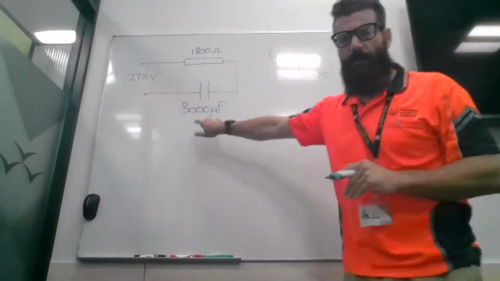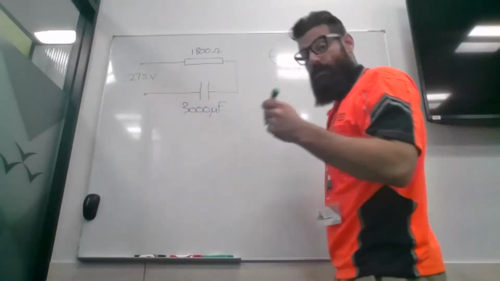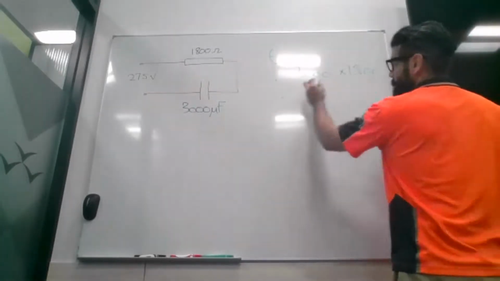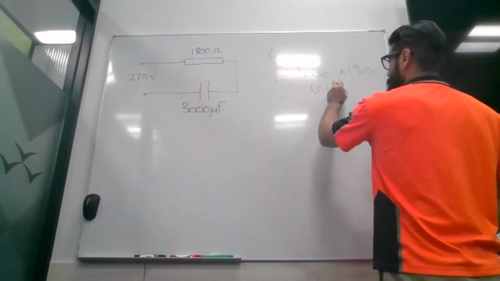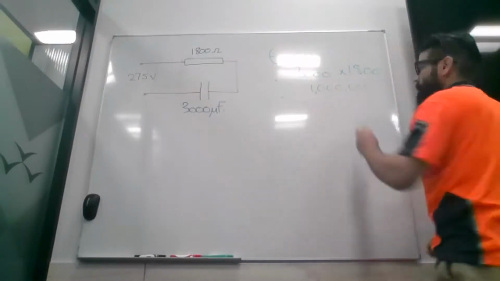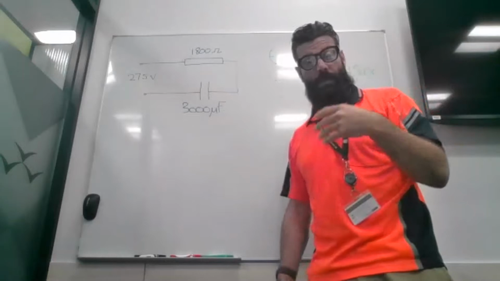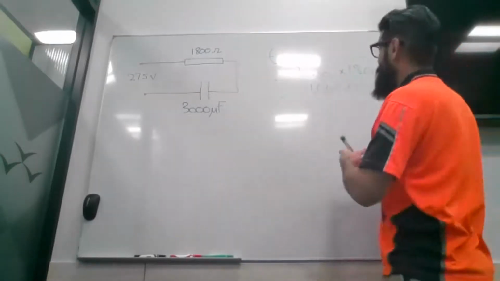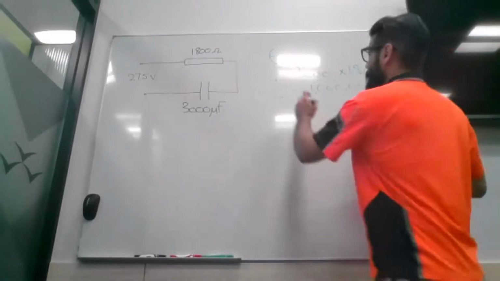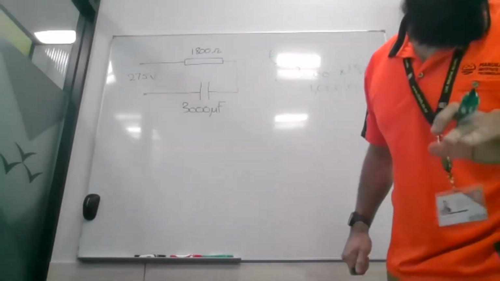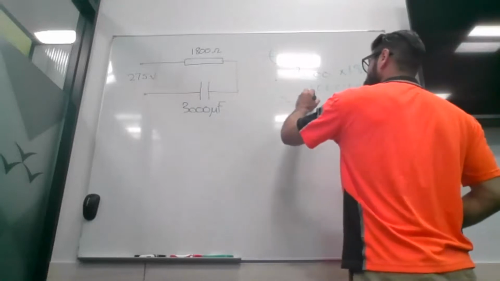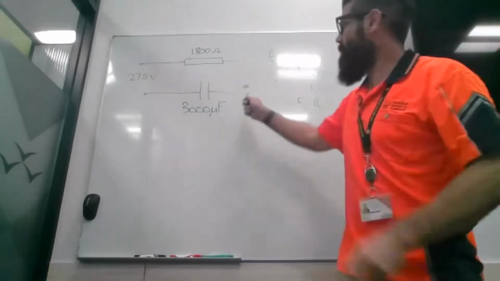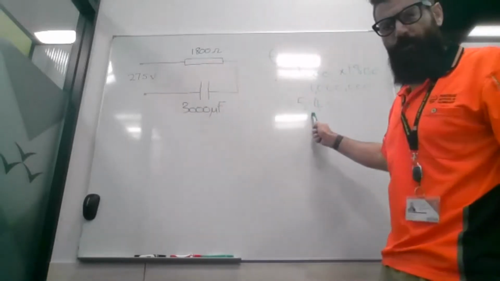Now that 3000 is microfarads, so we need to convert those units. I can either multiply by 10 to the negative 6, or perhaps an easier way for you is to divide the entire equation by 1 million. If you're watching this, I recommend you grab your calculator and follow along with me. I've already calculated all these, so I'll just tell you the answer. 3000 times 1800 divided by 1 million is equal to 5.4. That answer is in seconds. So the time constant for this circuit is 5.4 seconds.